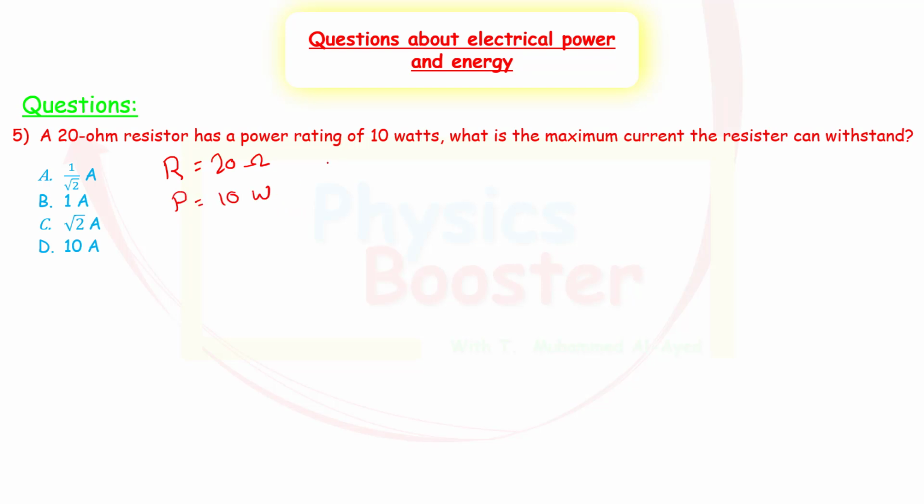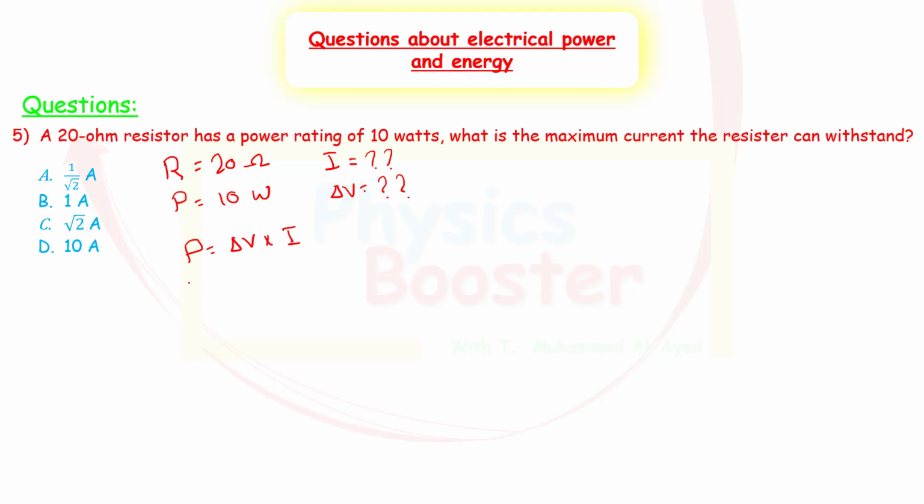Now, he's asking for the current. The current is unknown, and also the potential difference, we don't know it, so it's also unknown. But it's not asking for the potential difference, but actually we are going to need it. We know that the power is equal to delta V multiplied by I, but we do not know I or delta V. We only know P. P is equal to 10.